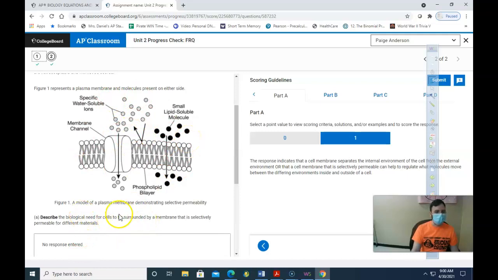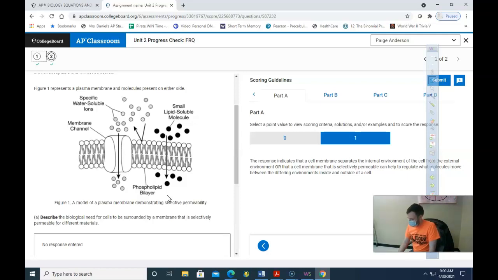So, describe the need for cells to be surrounded by membrane. All right, this one didn't have anything to do with the picture. It was asking, why is it important that cell membranes are selectively permeable? 1 point, and it's pretty much so you can regulate what goes in and out of a cell. You had to say something to the extent of, you can monitor the stuff coming in, regulate, pick what goes in and out. So, A, that's the answer, 1 point.